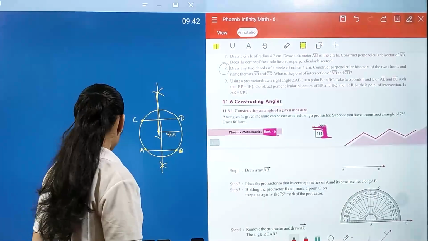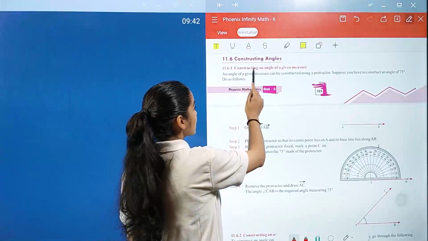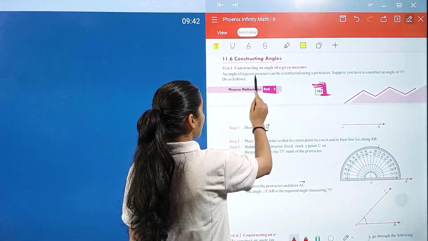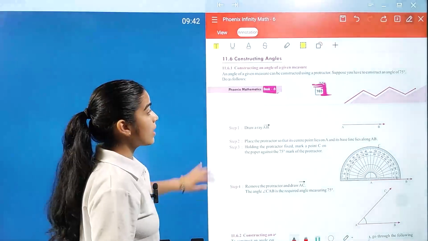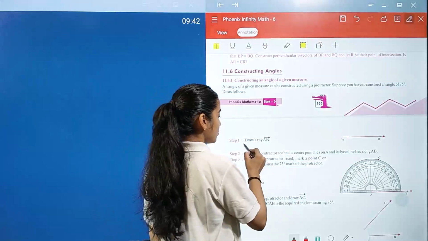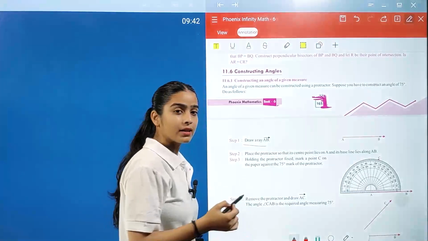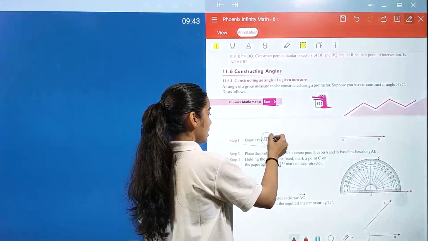After this we have the construction of angles. Constructing an angle of a given measure. An angle of a given measure can be constructed using a protractor. Suppose you have to construct an angle of 75 degree. Do as follows. First of all, you have to draw a ray, because we all know that angles are formed with the help of two rays with the same vertex. So this is your ray AB.